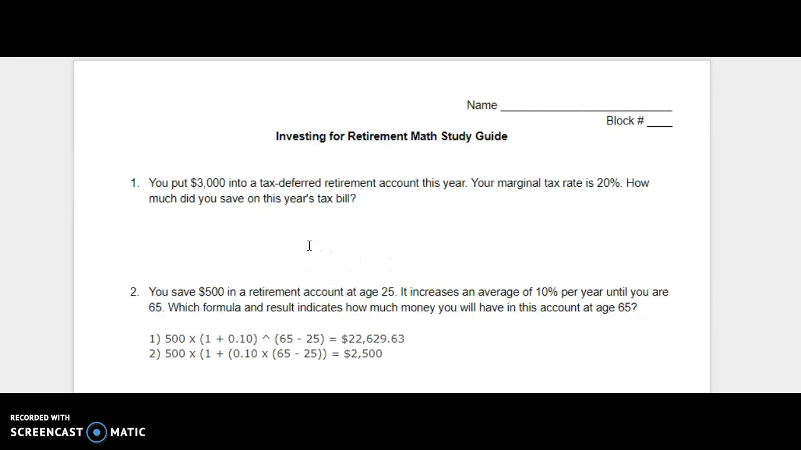Alright, ladies and gentlemen, let's get started with our Investing for Retirement Math Study Guide. Number 1 says you put $3,000 into a tax-deferred retirement account this year. Your marginal tax rate is 20%. How much did you save on this year's tax bill?